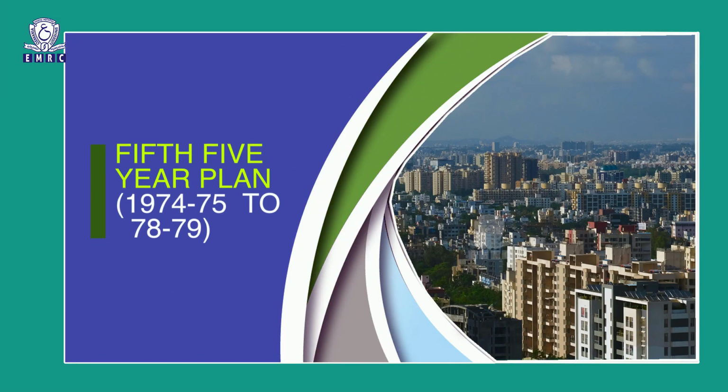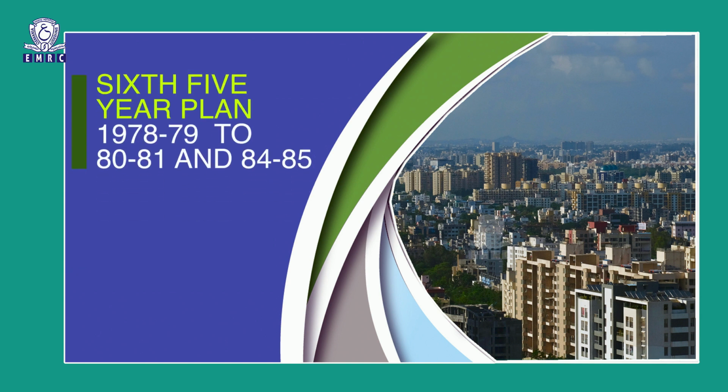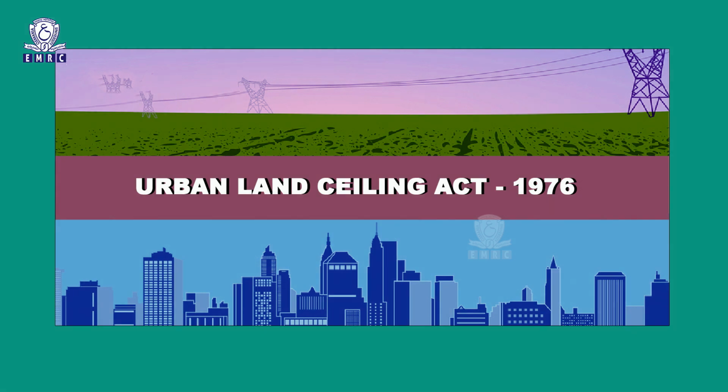The fourth plan continued the third 5-year plan policy and developed plans for 72 urban areas. Urban community development schemes were introduced in selected cities. The fifth 5-year plan, 1974-75 to 1978-79, and the sixth 5-year plan, 1980-81 to 1984-85. The Urban Land Ceiling Act was passed in 1976.